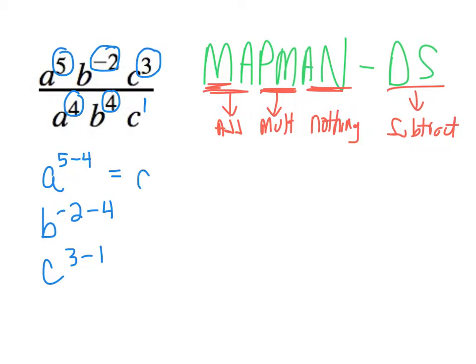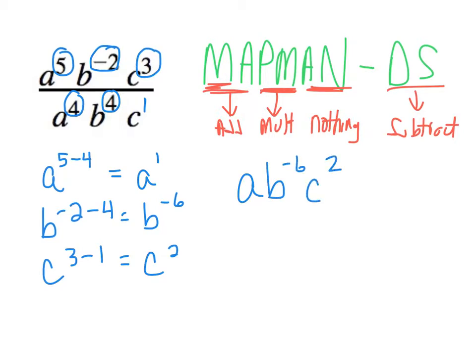We've got a to the 1. 5 minus 4 is 1. We've got b to the negative 2 minus 4. So negative 2 minus 4 is negative 6. And we've got c to the 3 minus 1. So 3 minus 1 is 2. Okay, so our initial answer is a to the first power, b to the negative 6th, and c squared.